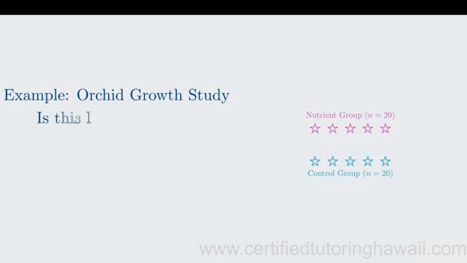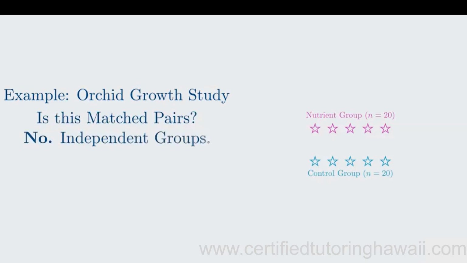As we wrap up, let's look at one final, comprehensive example that pulls everything together. Suppose a biologist is studying the effect of a specific nutrient on the growth of a rare species of orchid. They have 40 orchids available. They randomly assign 20 orchids to a nutrient group and 20 to a control group. Wait, is this a matched pairs design? In this case, the answer is no. These are two independent groups of different plants. This would actually be a two-sample t-test, which we cover in a later topic.